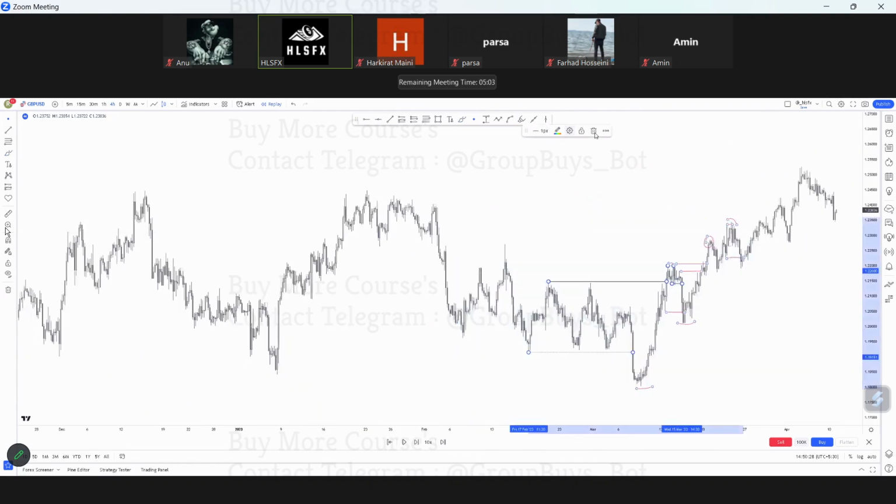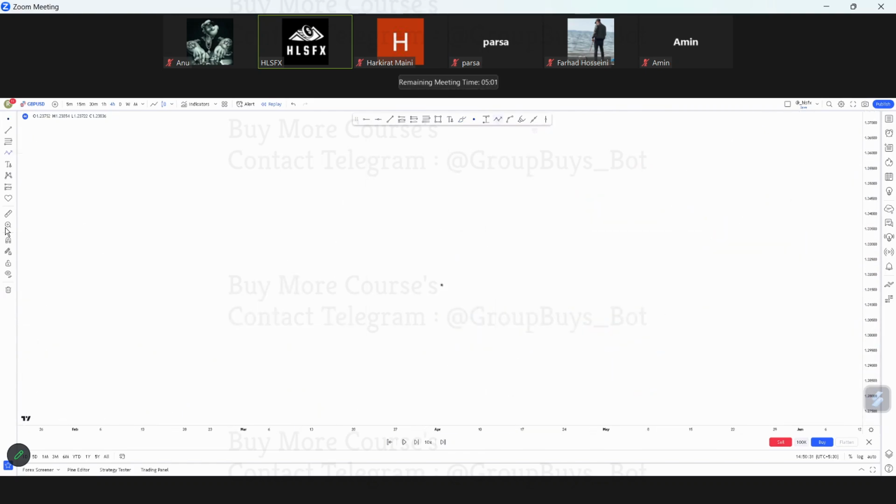So now when we have a trading range, this is a bearish trading range. Let's call this a strong high. Let's call this a weak low. Now this is our strong high. This is our weak low.